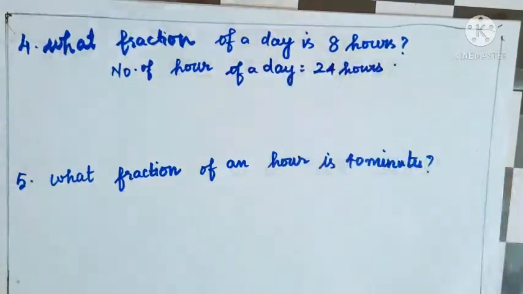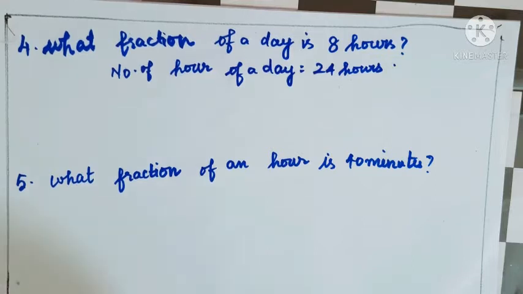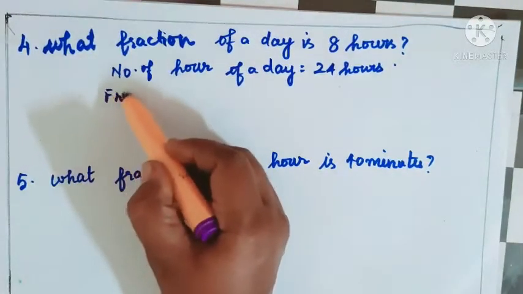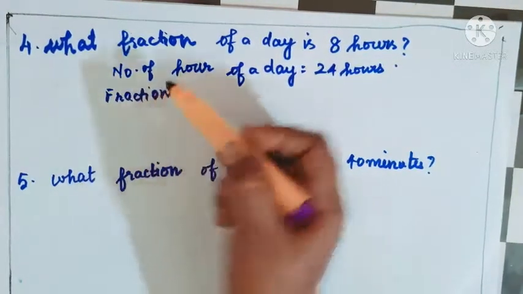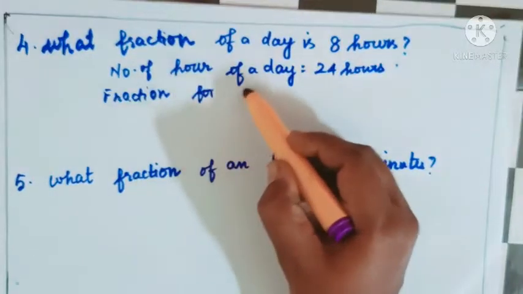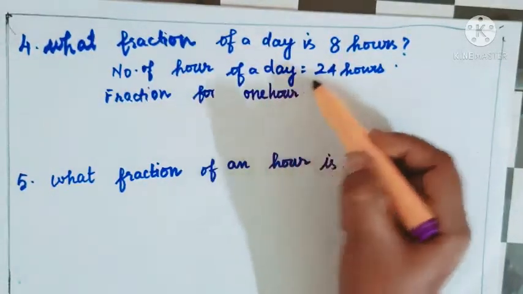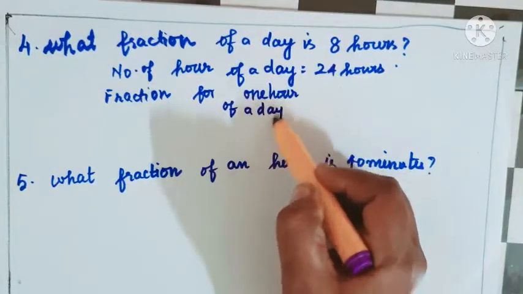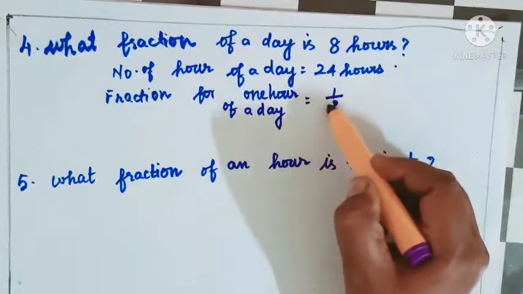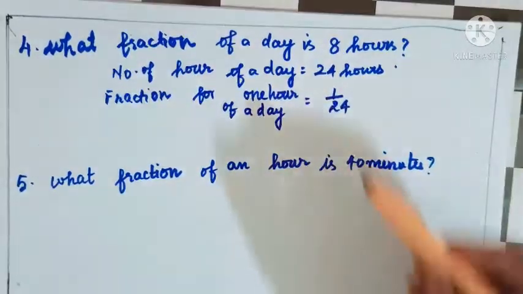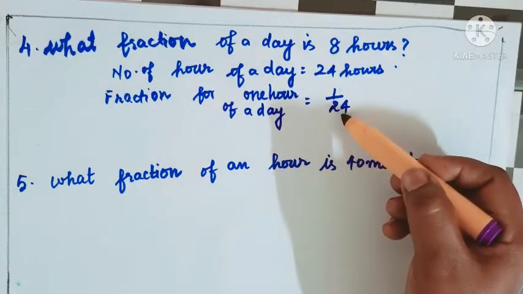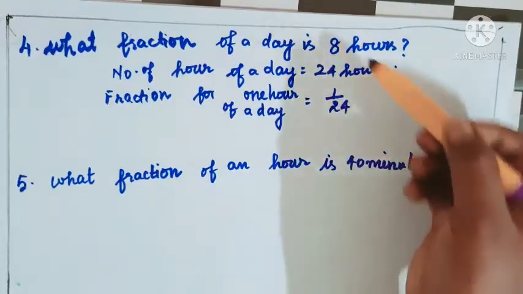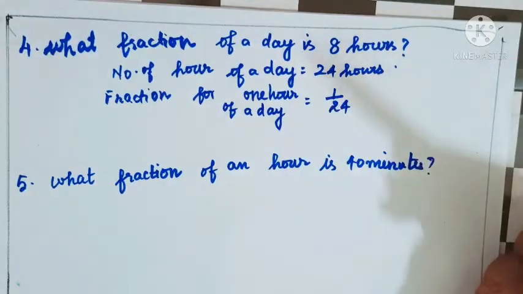Okay, fine. Next, what we have to write is the fraction of 1 hour of a day. First you have to write the fraction for 1 hour. Okay, so the fraction for 1 hour of a day is equal to 1 by 24. That is the fraction, isn't it? For 1 hour out of 24, it's 1 hour. Okay, then for 8 hours, it is easy to find out, isn't it?